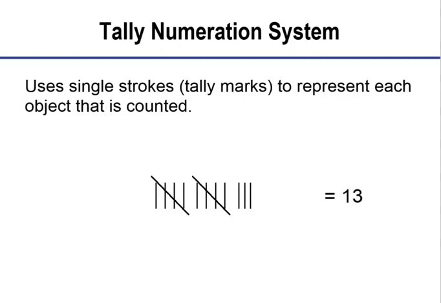And I know you've used it before, where we use up to 4 marks, and the 5th mark we slide through. Now, why do we do that angle for 5? So it's easy to count, right? This is 5, 10, and then 3 more makes 13, instead of having to count 13 tally marks.